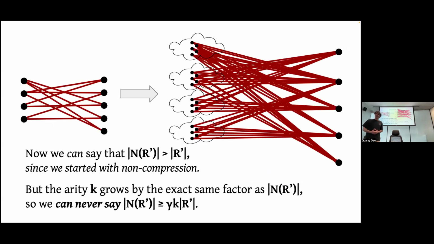I've drawn an example with a graph that has a couple more edges. And it's not hard to see that at least the neighborhood size is now bigger than the size of the original set of right nodes. But there's a problem, which is that we're also increasing the arity, K. So we're increasing the degree of each of these right nodes. And in fact, it turns out that the degree is increasing at exactly the same rate as the neighborhood size. So if we want to get expansion in terms of the neighborhood being bigger than a gamma K times the original set size factor, then this approach is hopeless.